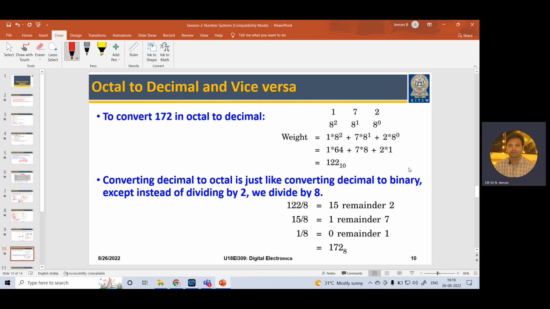Now, octal to decimal, just now I said 172. Octal means the base is 8, so weights will be in the powers of 8. Very simple, right? Once you understand binary to decimal and decimal to binary, it is the same concept for other number systems, except the weights get changed. That's it.